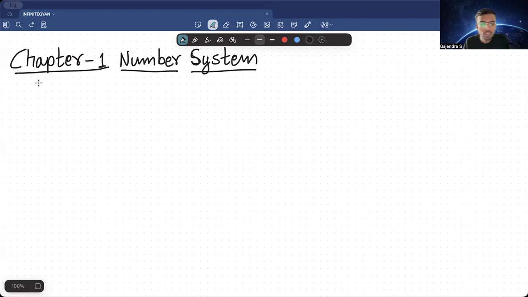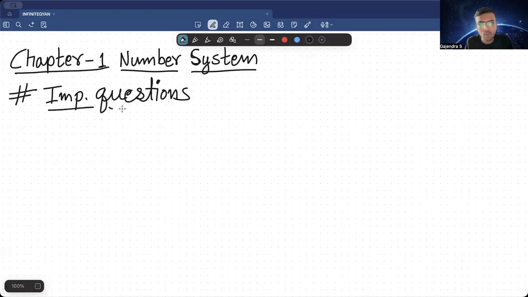In number systems we talk about types of numbers and decimal expansions. We look at what rational numbers are, what irrational numbers are, things like that, right? Today we'll be looking at a few of the important questions from NCERT. Bear with this handwriting.